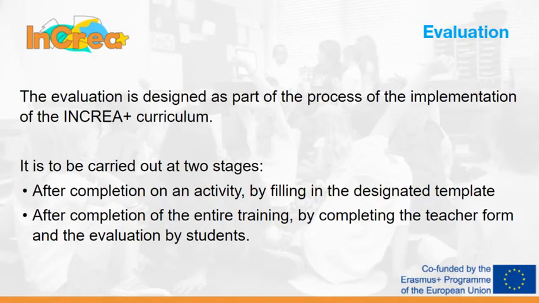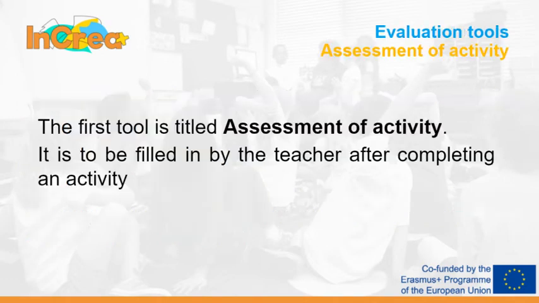Once activities have been implemented, the next important step is to evaluate. In the curriculum, evaluation is carried out in 2 stages with 3 distinct evaluation tools. The first stage is after the completion of an activity and the second stage is at the end of the curriculum implementation. The first evaluation tool is titled Assessment of Activity. This form is filled in by the teacher after completing an activity. If you are doing multiple sessions of an activity, you can wait and complete the evaluation after the last session.